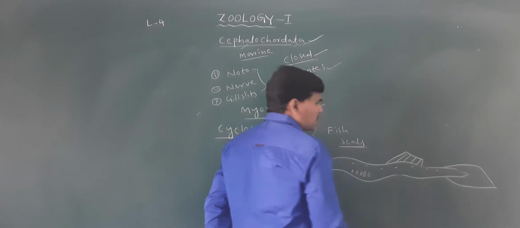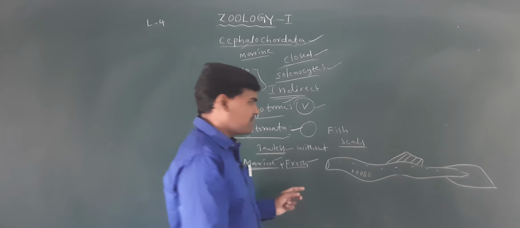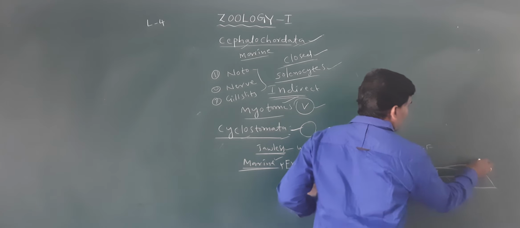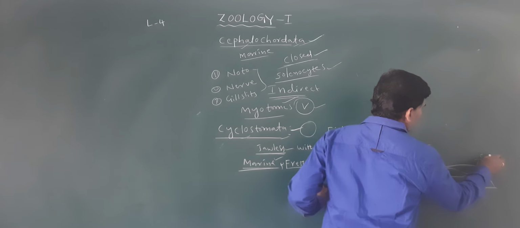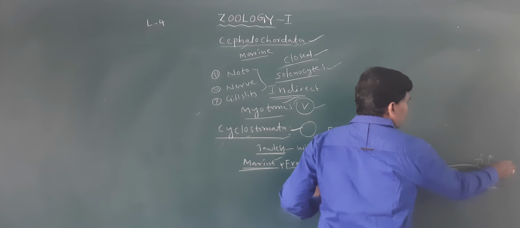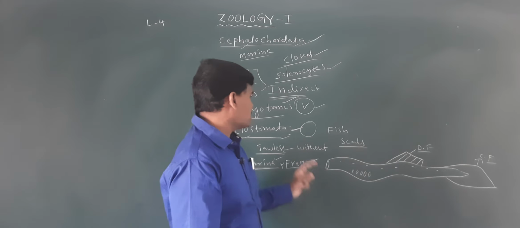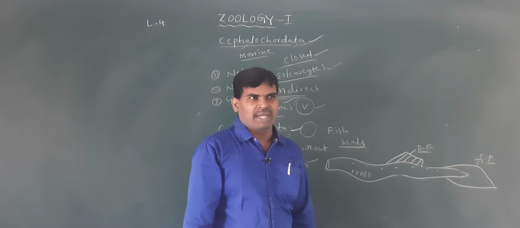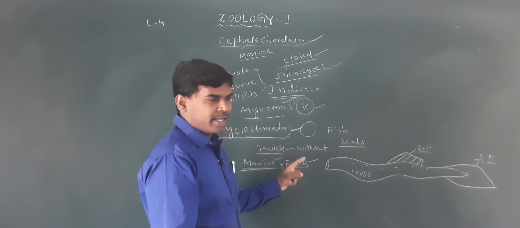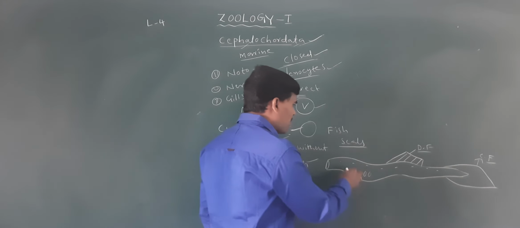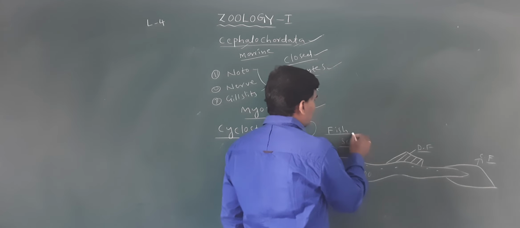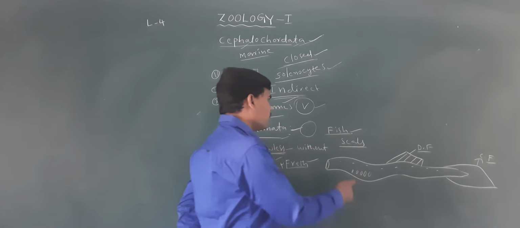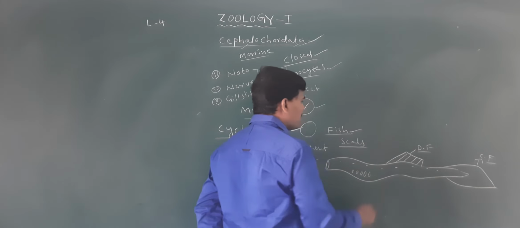And there are two types of fins. Which types of fins do you know? This is the dorsal fin and this is the caudal fin. In some cyclostomes there is dorsal fin 1, dorsal fin 2 and a caudal fin. The body structure of cyclostomes is fish-like, but there are no true fishes among the cyclostomes.